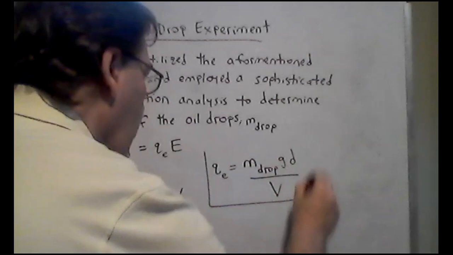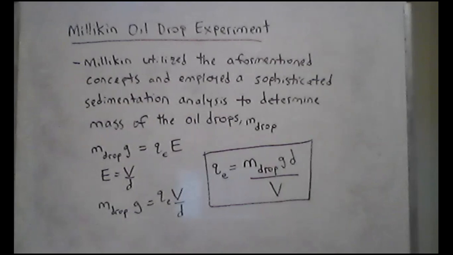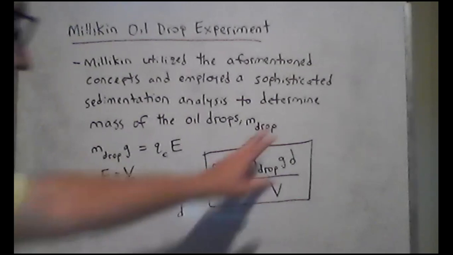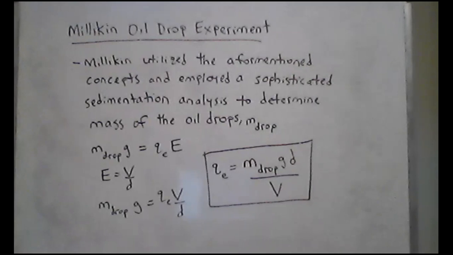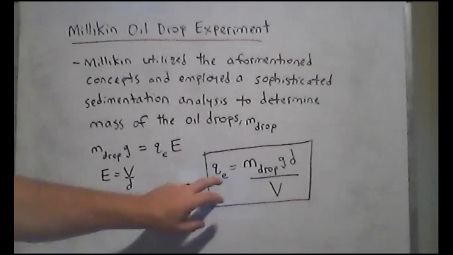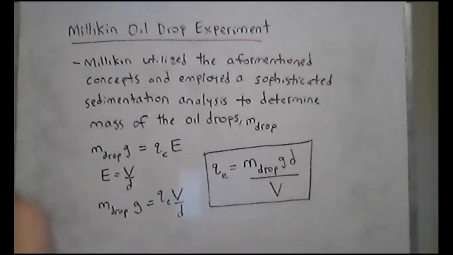We can find M drop through the sedimentation analysis. We know the acceleration of gravity. We know the plate separation in the Millikan oil drop experiment, and we can very easily control the potential. We can dial up the potential. All of these are easily controllable in the lab, and we can determine this. From the other analysis, we now have a fundamental electric charge. You'll find out that you have to do a little histogram analysis. Some of the drops are charged as Q_E, some of them are 2 Q_E, some of them are 3 Q_E, and so on and so forth. But in general, they're all multiples of one fundamental charge.